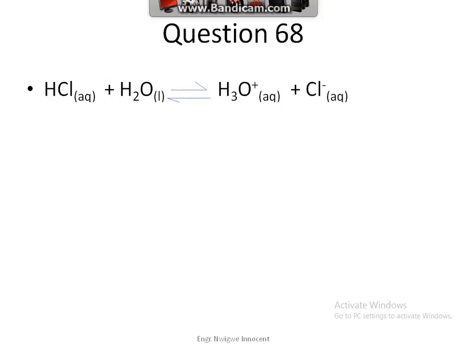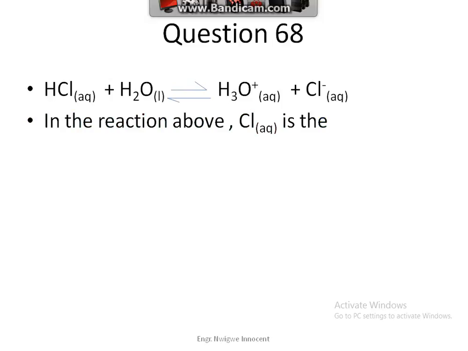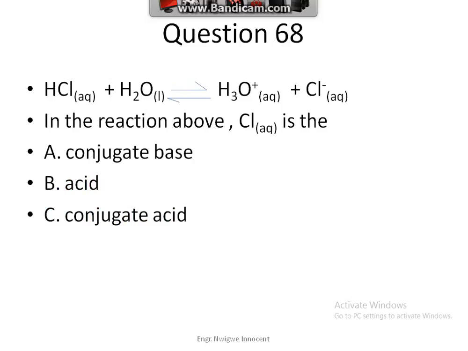Question 68. HCl(aq) reacts with 1 molecule of H2O(l) in a reversible reaction to give H3O+(aq) plus Cl-(aq). In the reaction above, Cl-(aq) is the: A. Conjugate base, B. Acid, C. Conjugate acid, D. Base.